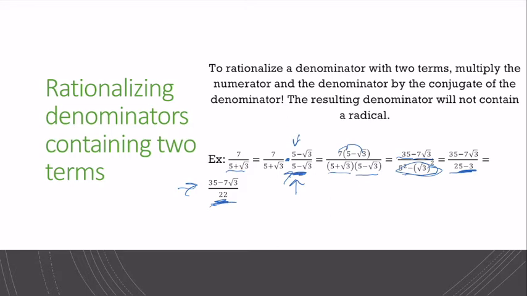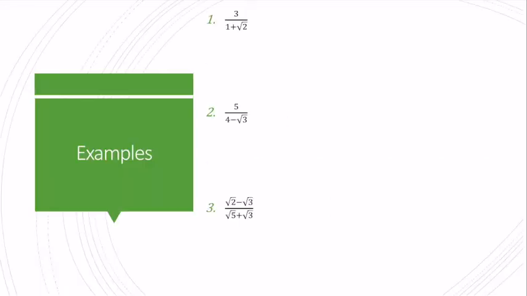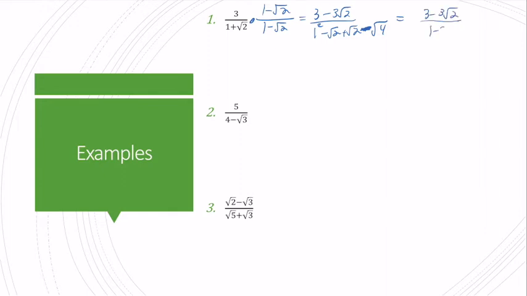Let's make some of our own. So if I have 3 over 1 plus the square root of 2, I'm going to multiply by 1 minus the square root of 2. That gives me 3 minus 3 square root of 2 over 1 squared minus the square root of 2 plus the square root of 2 minus the square root of 4. So I'm going to have 3 minus 3 square root of 2 over 1 minus 2, which is negative 1. So I really just have negative 3 minus 3 square root of 2, which gives me negative 3 plus 3 square root of 2.